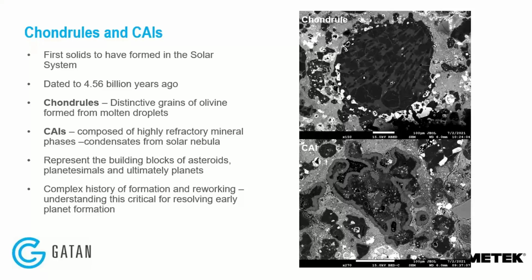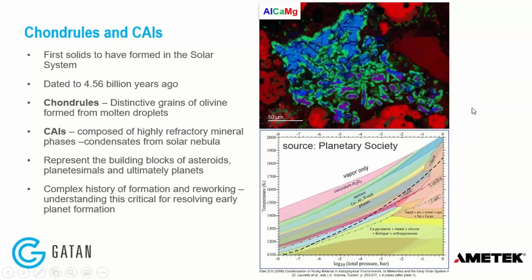Calcium aluminum inclusions formed even earlier than chondrules. They're dated to 4.567 billion years ago based on their lead isotopes. And they are composed of highly refractory mineral phases, even including corundum, and then other materials such as grossite, spinel, perovskite, hibonite, and melilite, which are thermodynamically calculated to have condensed from the nebular gas.